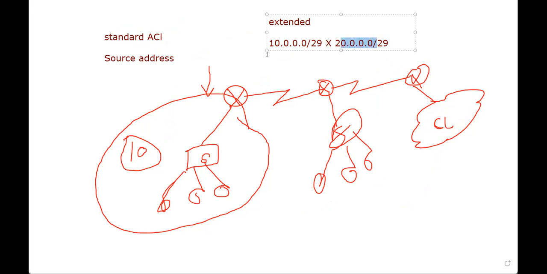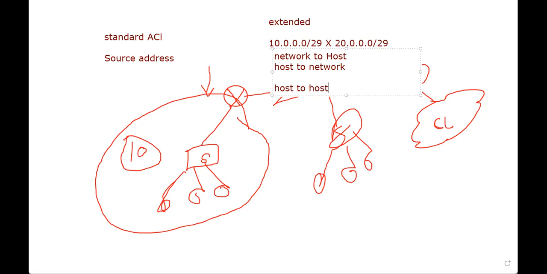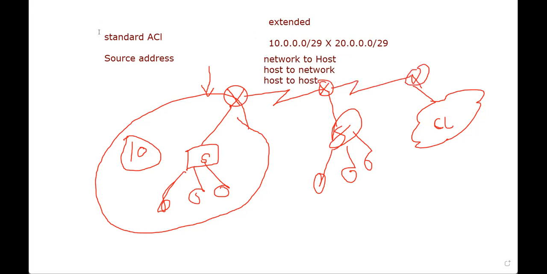Okay. In extended, the benefit is you can block network to single host. You can block your single host with network. You can block your host with another host. Okay. You can block easily. Understand the concept? But in standard ACL, either I can block my own network or my own host with everyone, or I can block a specific host with my network or specific network. So basically extended ACL is used nowadays.